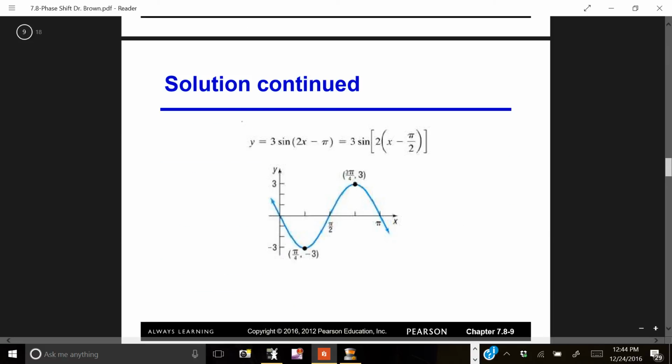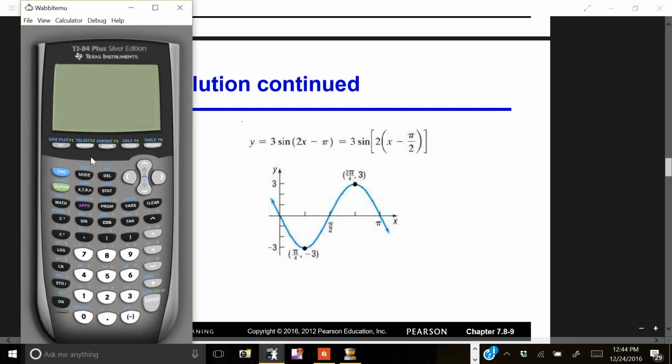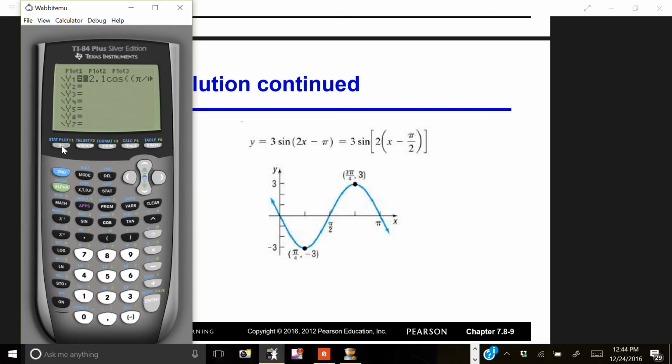Now let's just go ahead and put this in our calculator. Put 3 sine of 2x minus pi. Notice you don't have to factor it to put it into the calculator. And in this particular case, they're just starting from 0.